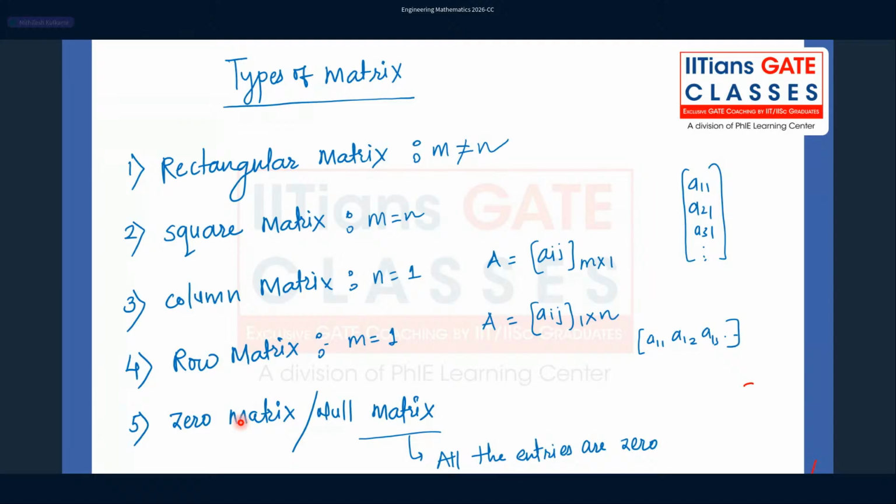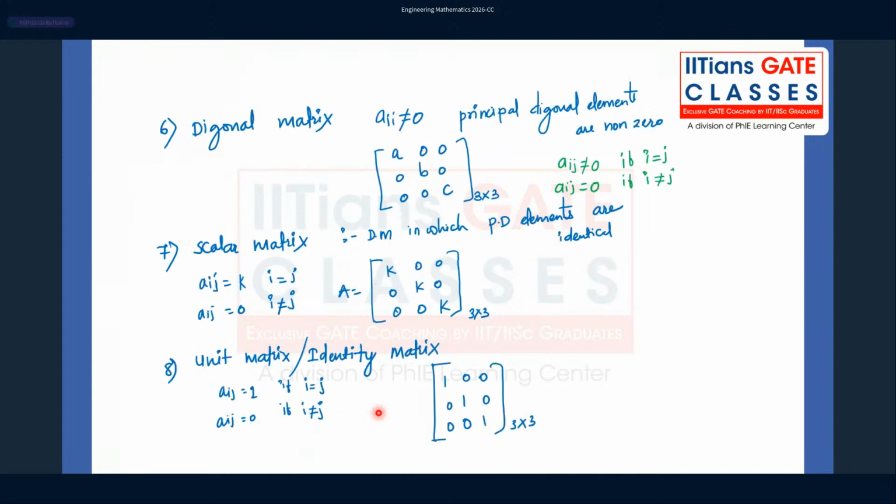Zero matrix or null matrix. Very easy definition. If all the entries are zero inside a matrix, we call it a zero matrix or a null matrix. Okay. Let me proceed to the next slide. Diagonal matrix.